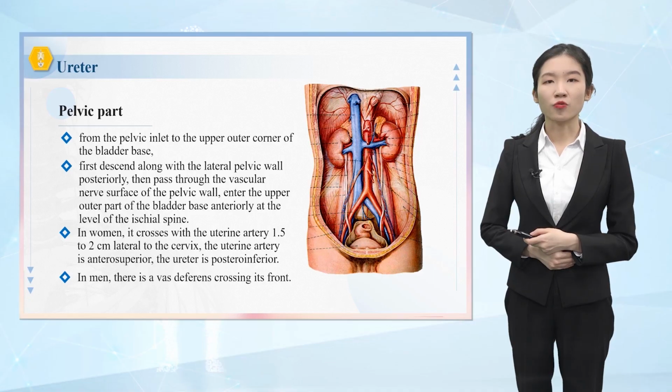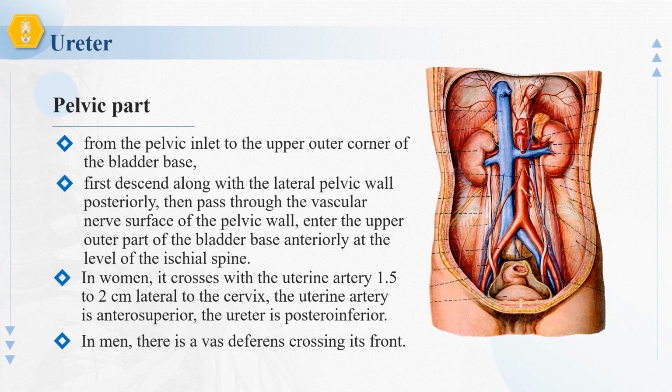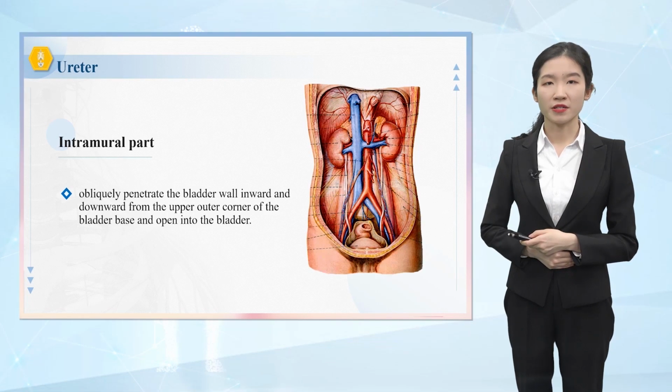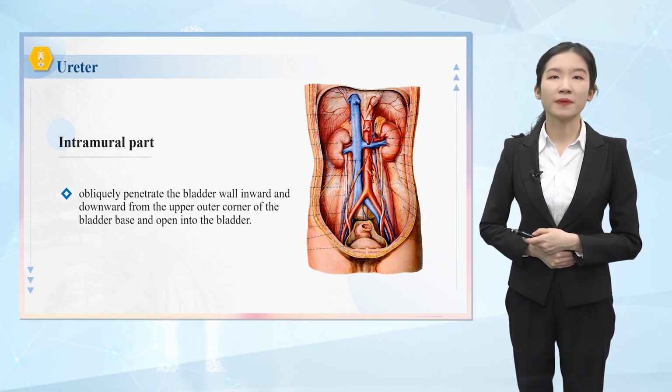In women, it crosses with the uterine artery 1.5 to 2 centimeters lateral to the cervix. The uterine artery is anterosuperior, the ureter is posterior inferior. In men, there are vast differences in what crosses its front. Next, intramural part. It obliquely penetrates the bladder wall inward and downward from the upper outer corner of the bladder base and opens into the bladder.